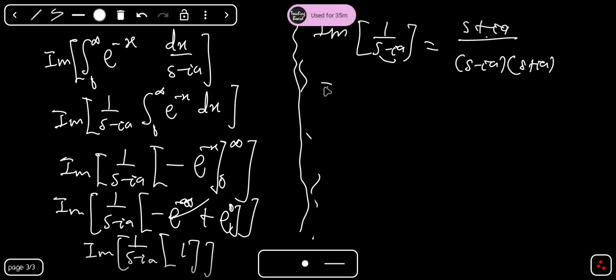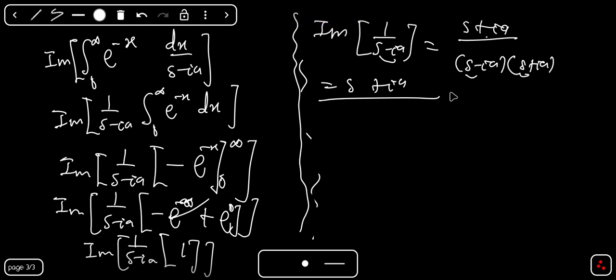So this will be equal to s plus ia over, if you open the bracket here, s multiplied by s will give us s squared, then plus s multiplied by ia will give us ias, then minus ia multiplied by s will give us minus ias, then minus ia multiplied by ia should give us plus a squared, because i multiplied by i will give us negative 1, a multiplied by a will give us a squared, then multiplied by this negative, so that should give us plus a squared.